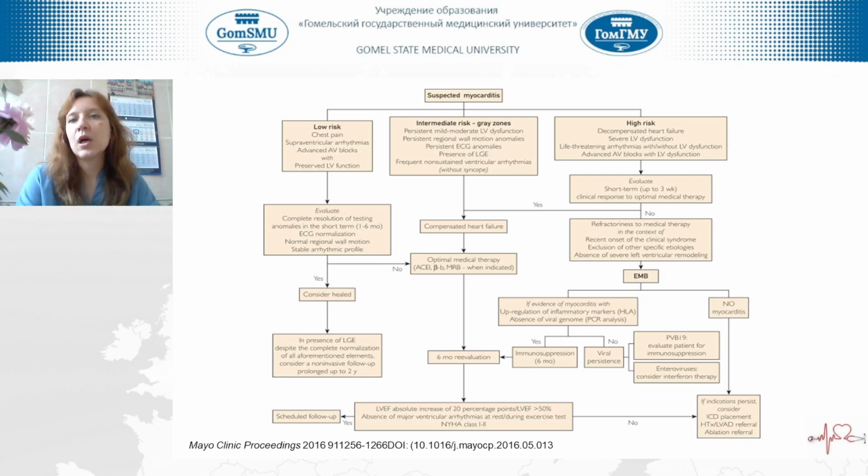And the patient with high risk has decompensated heart failure, severe left ventricular dysfunction, life-threatening arrhythmias with or without left ventricular dysfunction, or AV block with left ventricular dysfunction. And here you can see the algorithm. It depends on this risk what you can do with the patient. In these cases, if it's high risk or gray zone risk, the gold standard of diagnosis is the myocardial biopsy, and then we act according to the situation.